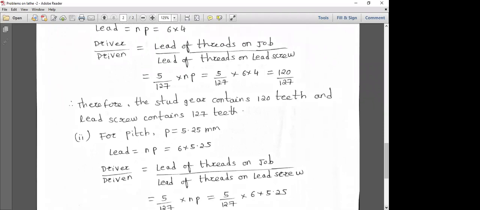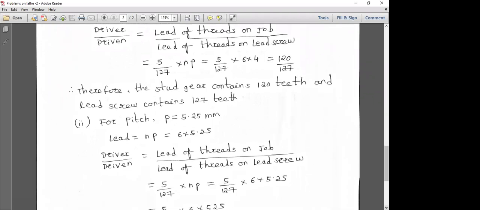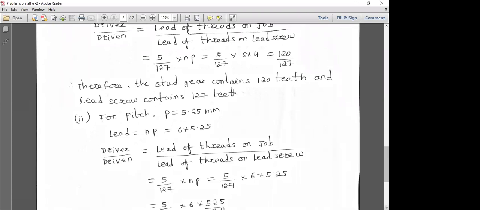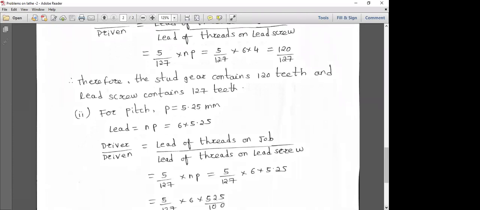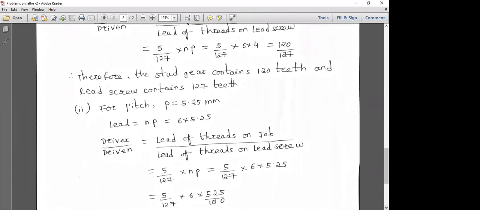So that is very important. You have to take that into consideration. Again, that is 5 by 127. It is in the textbook. The formula is 5 by 127 into NP. NP is 6 into 5.25.